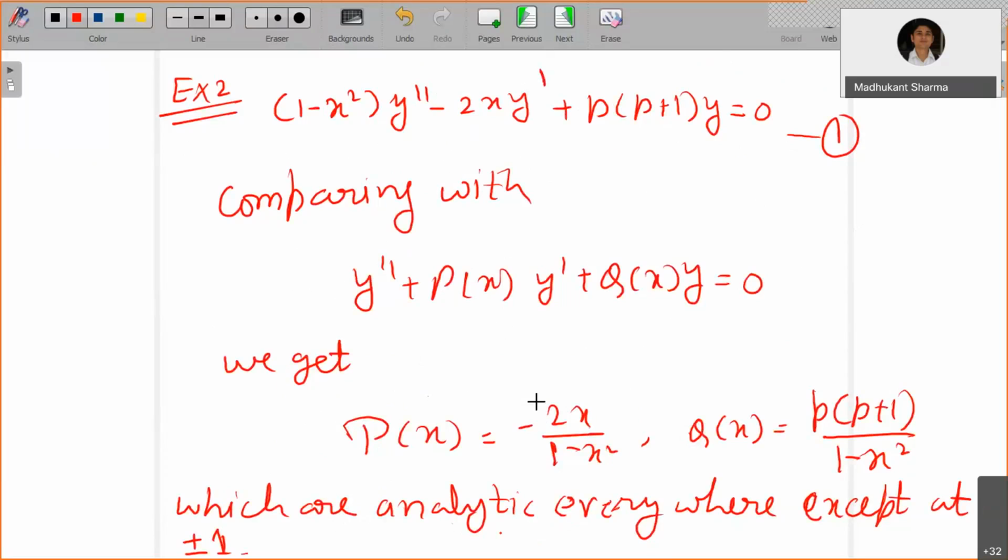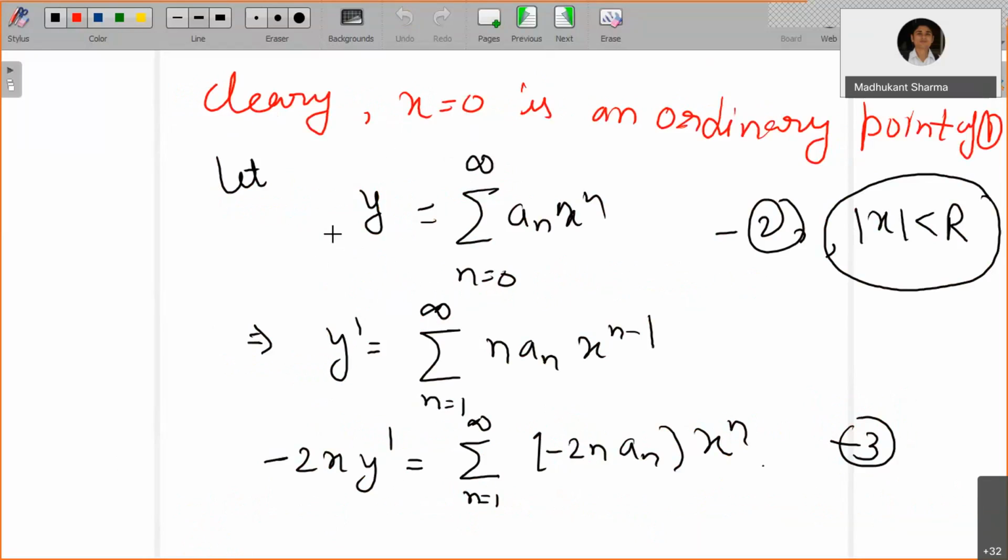So p(x) and q(x) are analytic in some neighborhood of x naught. That means the neighborhood should not cross plus minus 1, neither x equals 1 nor x equals minus 1, otherwise it will not be analytic. Then that theorem guarantees that the solution y will also be analytic near x equals 0. By using that fact, we are going to consider this power series around x equals 0.